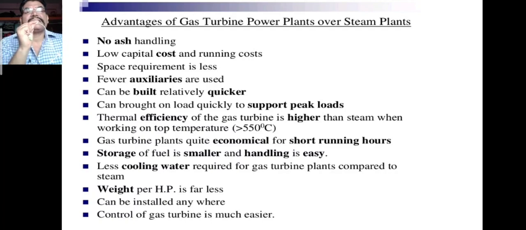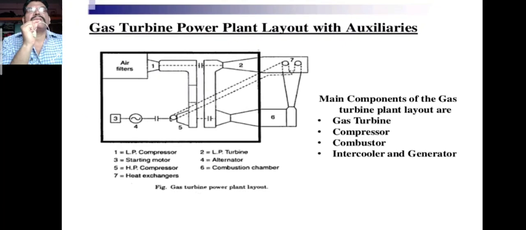Thermal efficiency of the gas turbine is higher than steam when working on top temperature, that is around 550 degrees Celsius. Gas turbine plants are quite economical for short running hours. Storage of fuel is smaller and handling is easy. Less cooling water is required for gas turbine plants compared to steam. Weight per HP, that is horsepower, is far less. Can be installed anywhere. Control of gas turbine is much easier. That is the advantages of GTPP over the steam power plant.